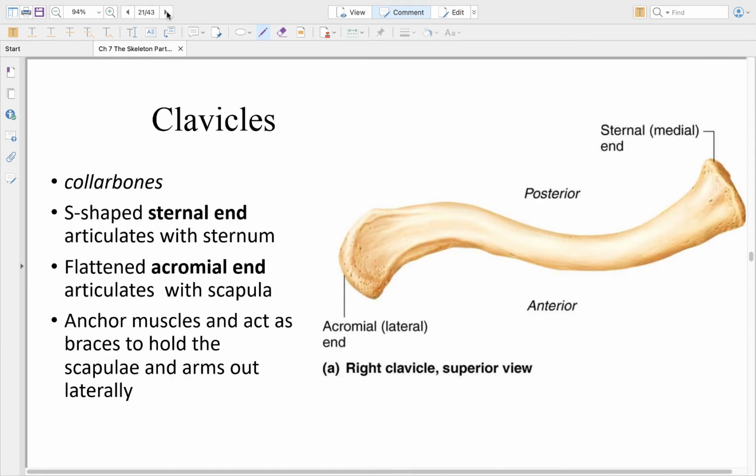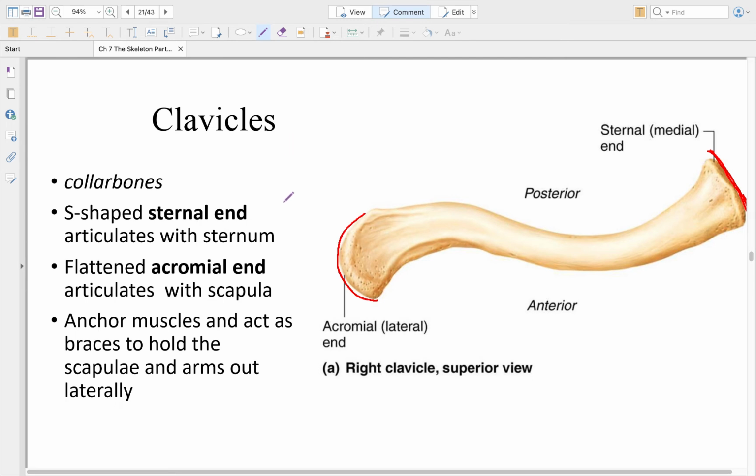Now, the clavicles, you have two clavicles. They're S-shaped. And one end articulates with the sternum, and it's called the sternal end. And one end articulates with the acromial end of the scapula, and it's called the acromial end. Very, very easy. So look for this blunt side. The blunt side connects to the sternal end. This rounded side connects to the scapula.